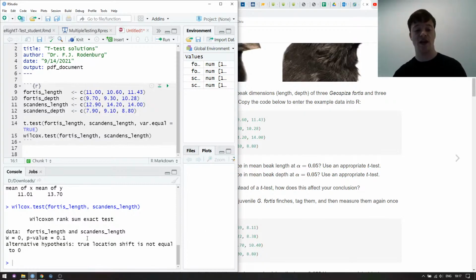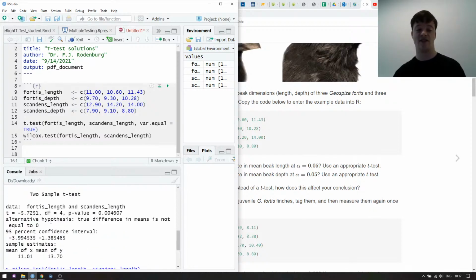So this test is way less powerful than the t-test. The reason for that is because when you convert things to ranks, you just have rank number 1, 2, and 3. So you're throwing away a lot of resolution in your data. Here we have very precise measurements, right? These are measurements to the 100th of a millimeter.